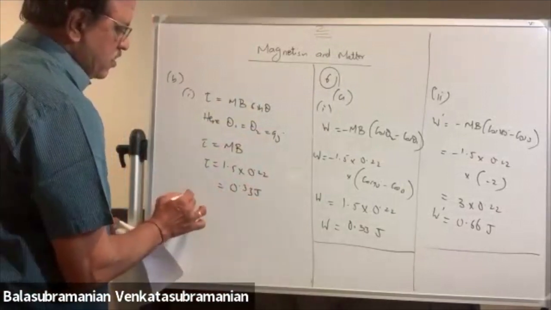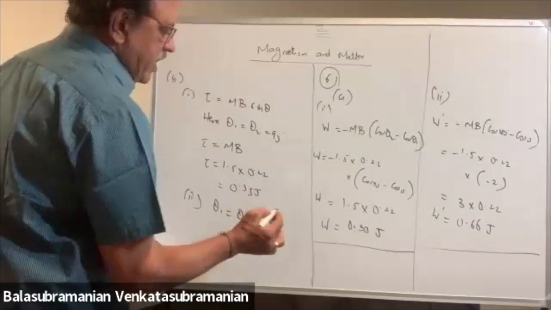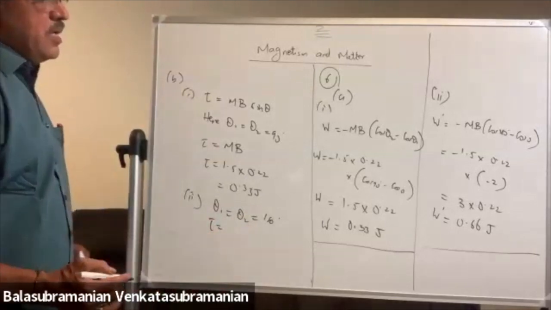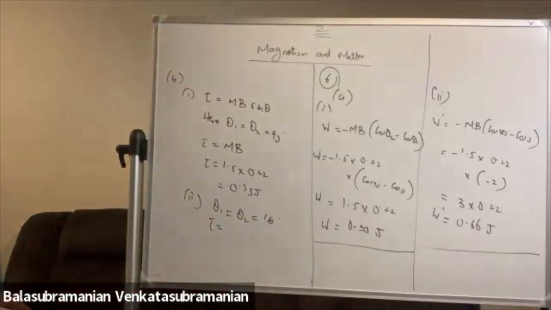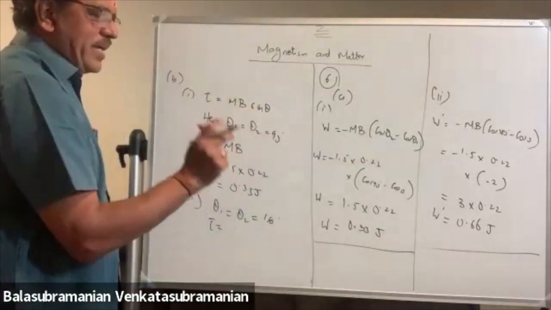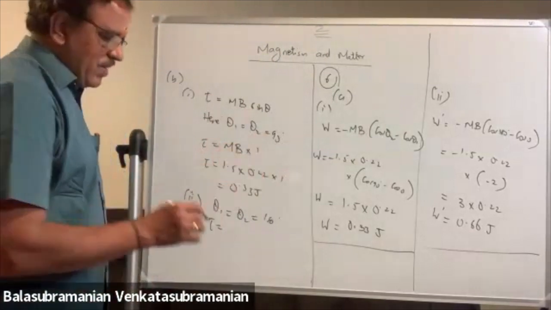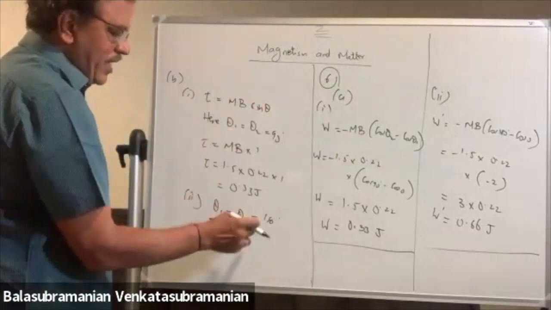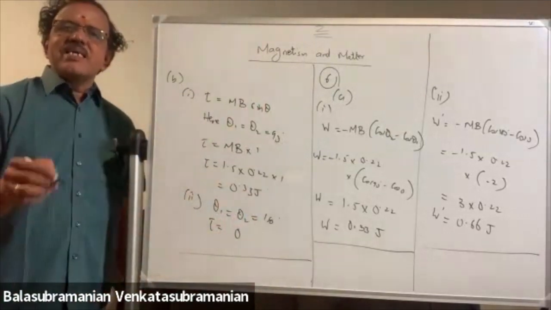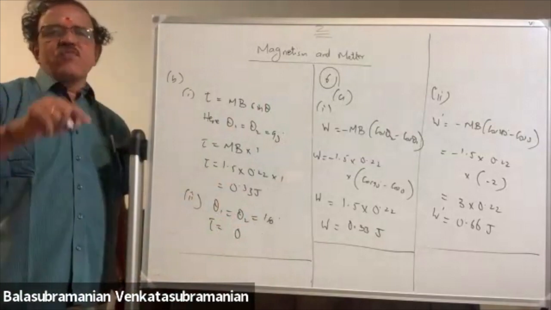Next, theta 1 and theta 2 are both 180 here. So tau is equal to mB sin theta. In the first case theta is 90, so sin 90 is 1, so we directly wrote 1. Whereas in the second case sin 180 means 0. So torque is 0 when it is aligned opposite to the direction of the field.